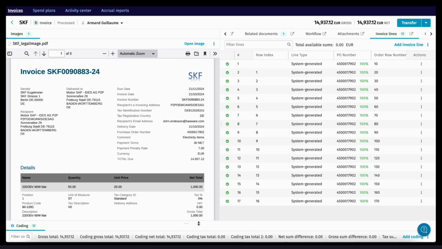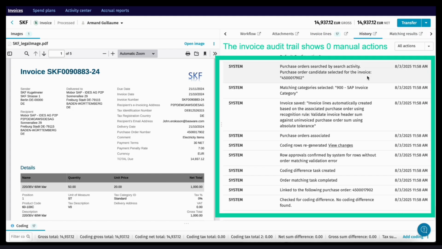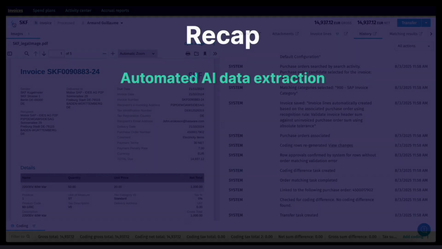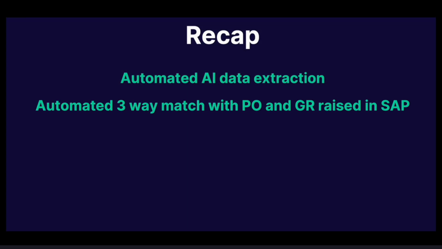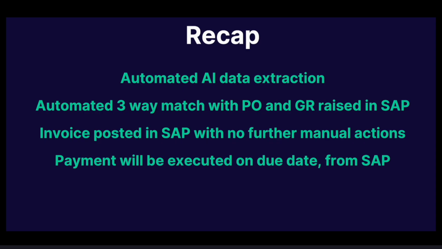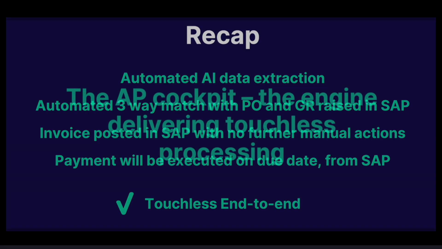Now we're going to navigate over to the History tab to demonstrate that all of these processes have been completed by the system. The audit trail shows that there have been no manual interventions, that this invoice was straight-through processed using Bassware. And just to reiterate, we just saw Bassware automatically extract the data, do a three-way match, and post to SAP with no manual intervention. Your suppliers will be paid on time, and your team will be freed up to work on more strategic initiatives.